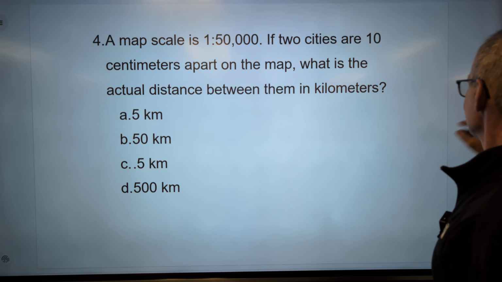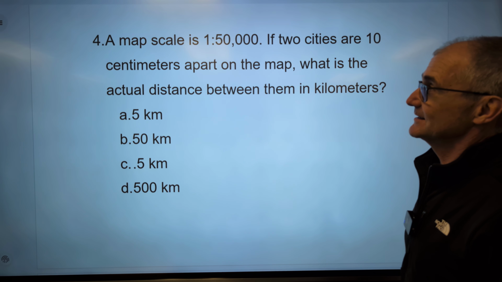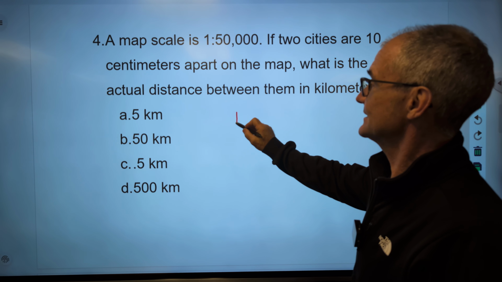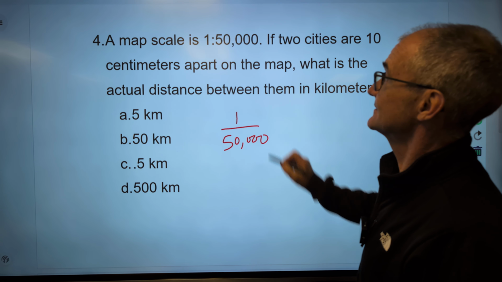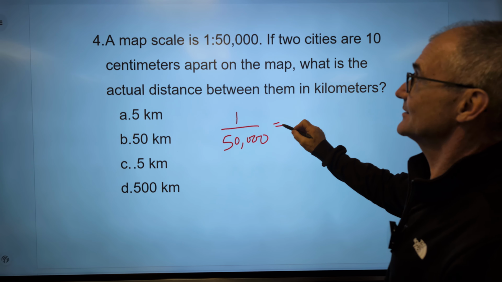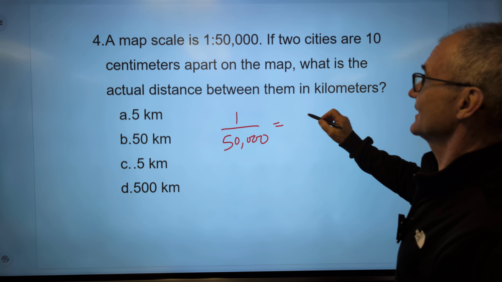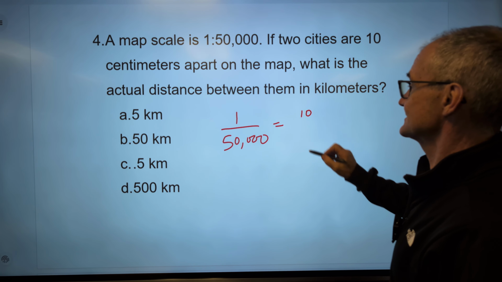Set this one up. Solve. Mark up the problem. A map scale is 1 to 50,000. If two cities are 10 centimeters apart on the map, what is the actual distance between them in kilometers?